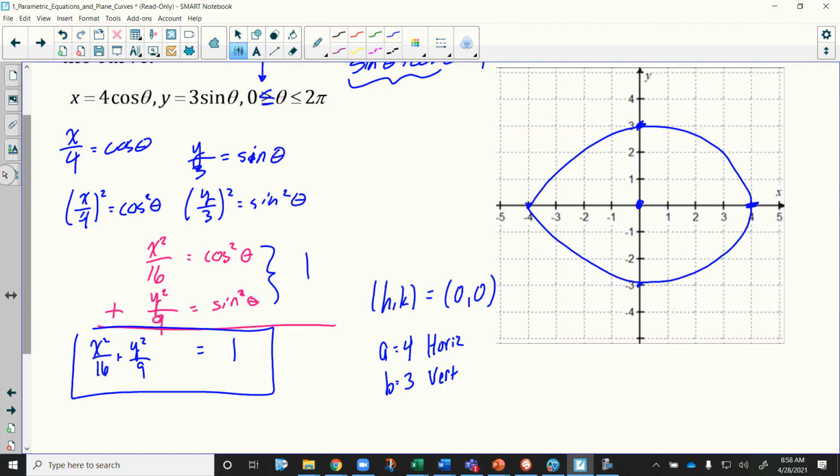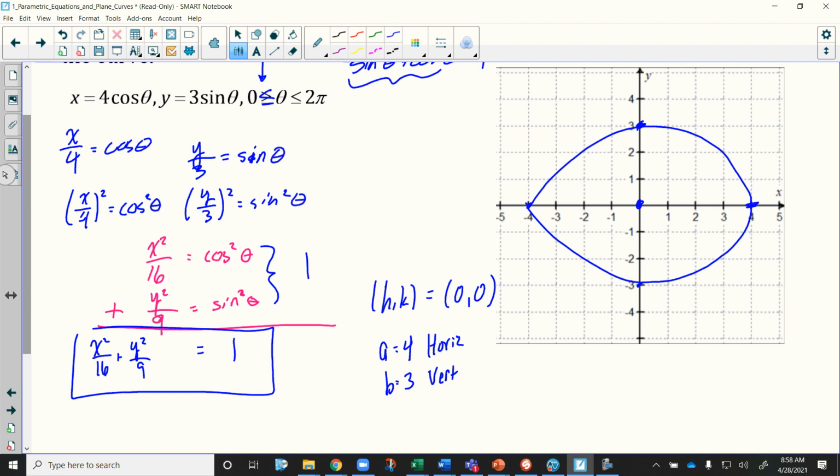So when it's asking you, can you eliminate a parameter? Essentially, whatever that third variable happens to be, we need to figure out some way to get rid of it. In this case, we used a trig identity. In the previous example, we just used some basic algebra skills, solving for the parameter so that we can use it for substitution.